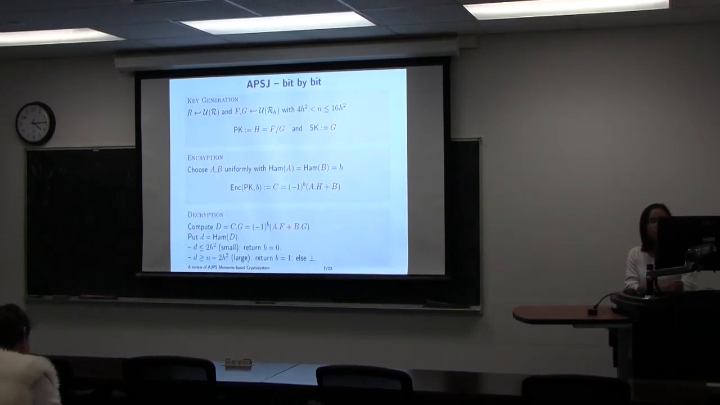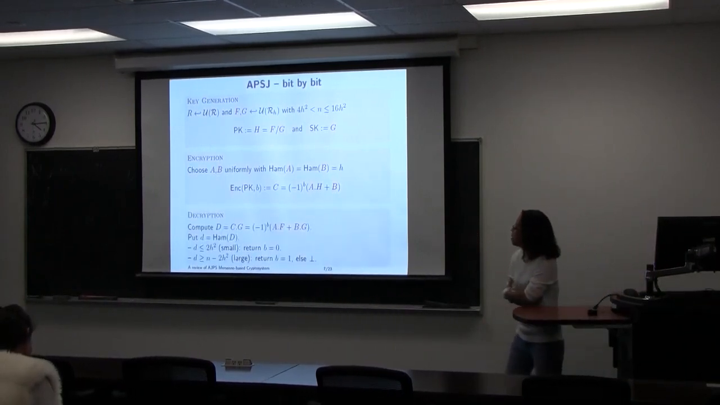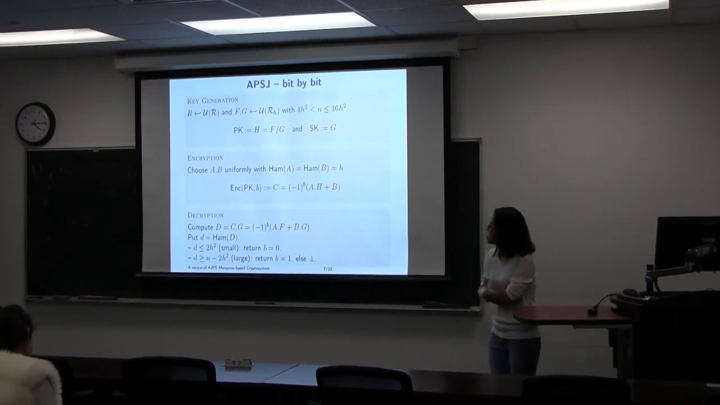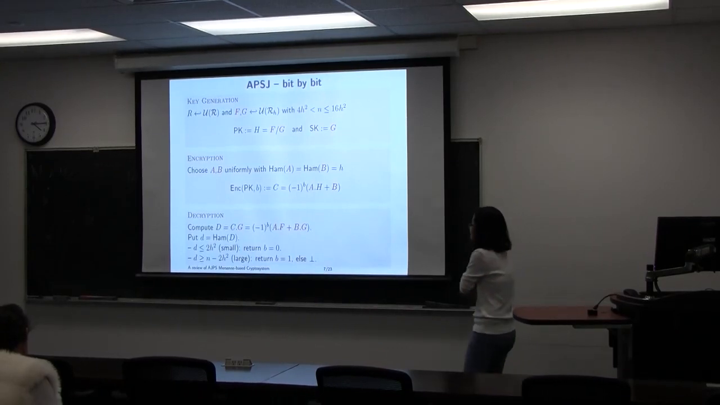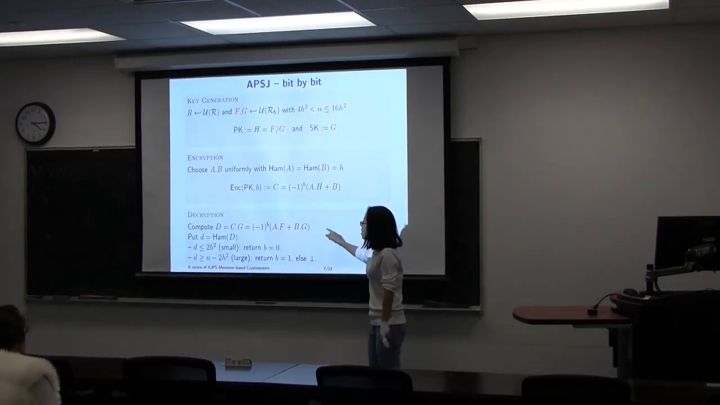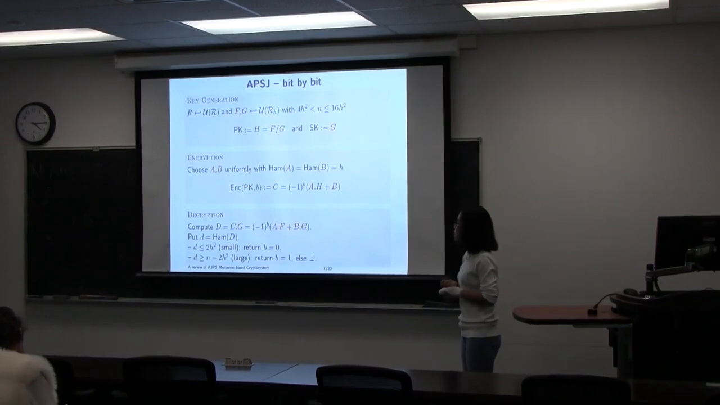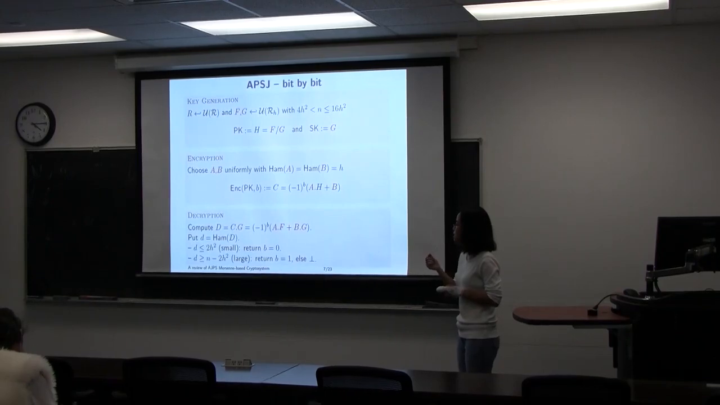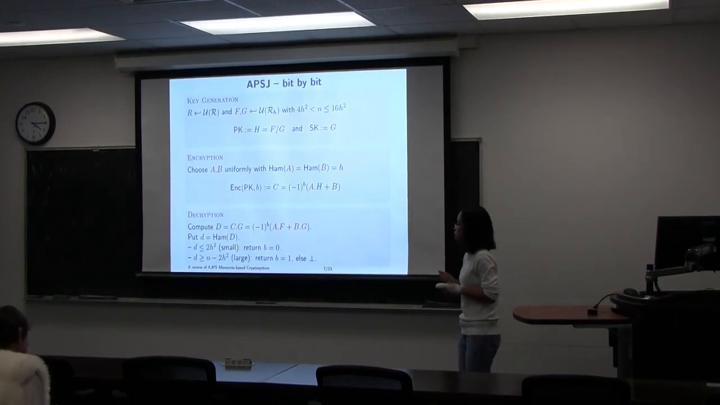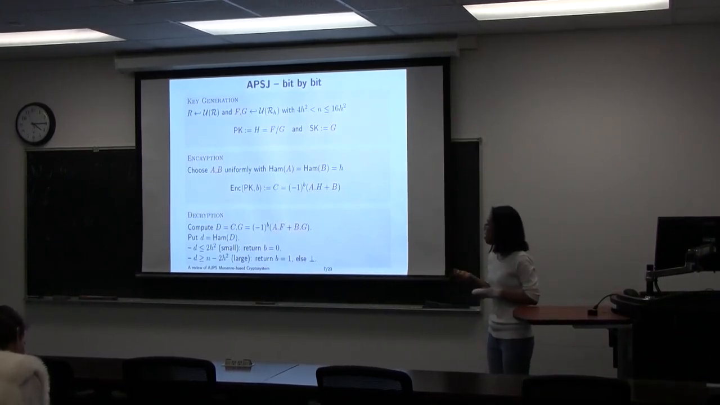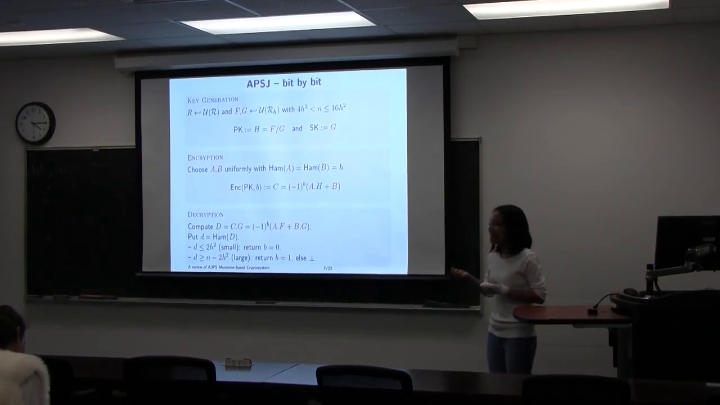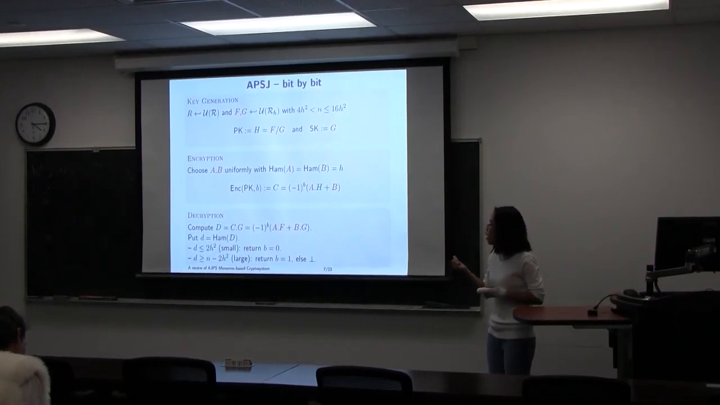And the decryption is set up like this. After we receive a ciphertext C, we multiply it with G, and then we obtain a new expression D. We will compute the Hamming weight of D. So if the value of D is very small, we will return b equal to 0, and if the value of D is very large, we will return b equal to 1.